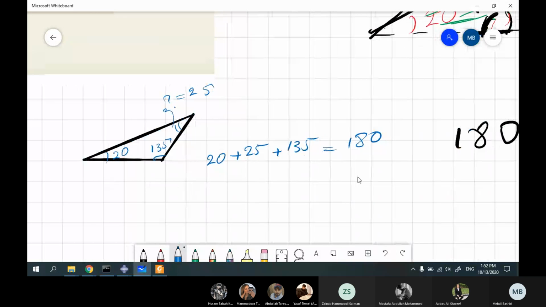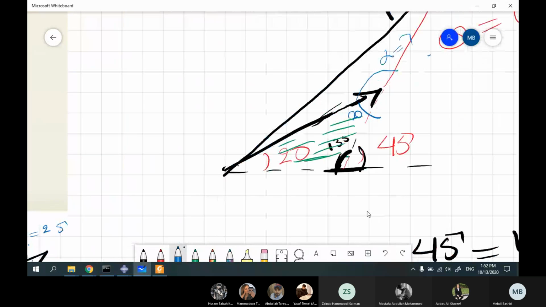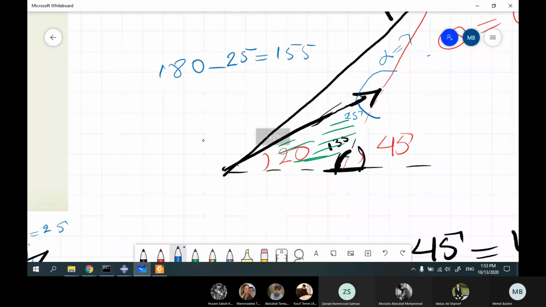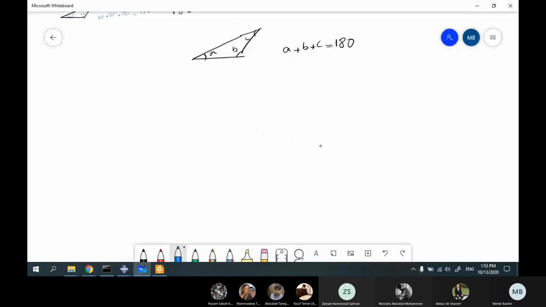So this angle is 20. What is alpha right now? 180 minus this 25 would be 155. Okay, so alpha is 155. This is the angle 155. This is force P, and this is Q.